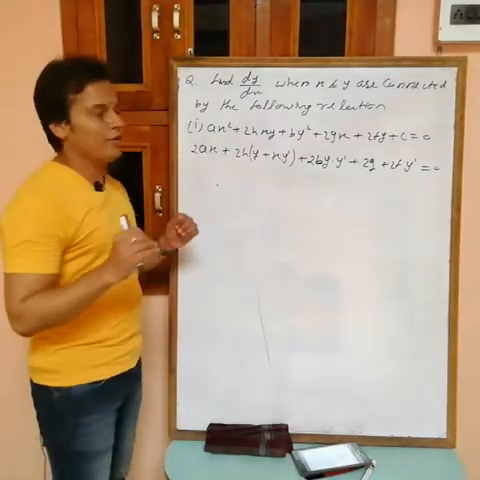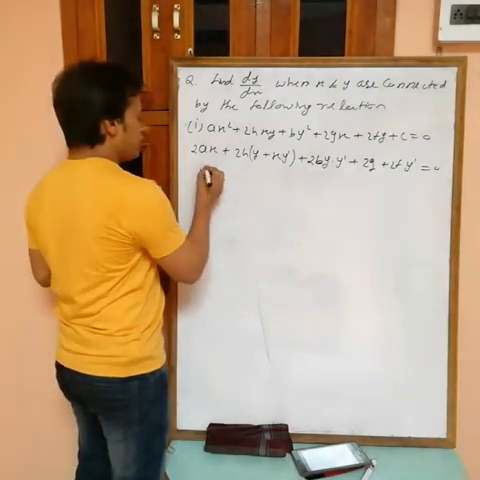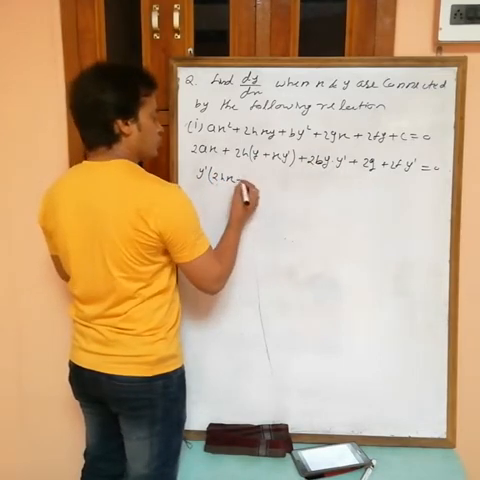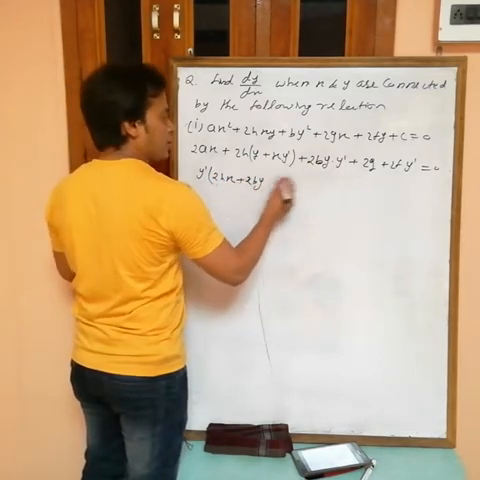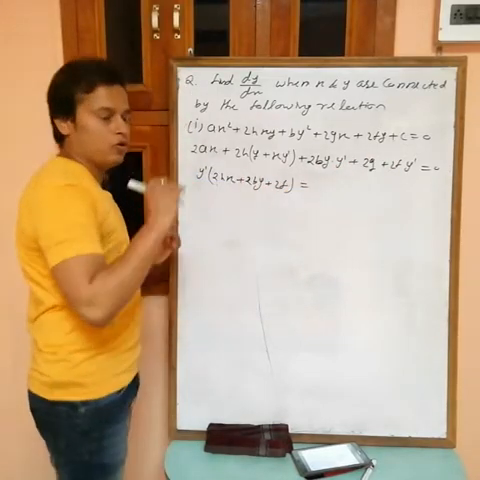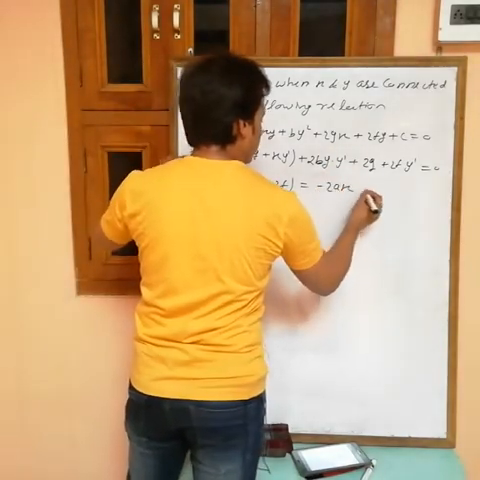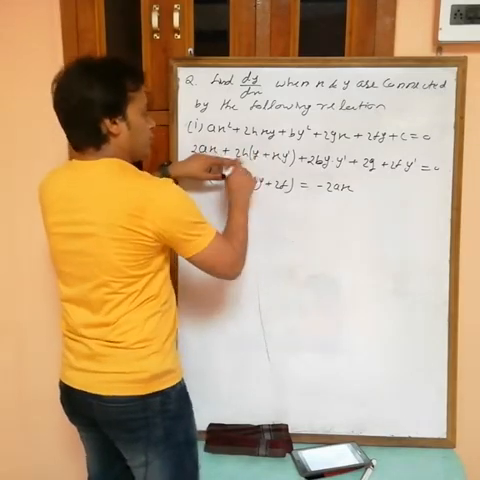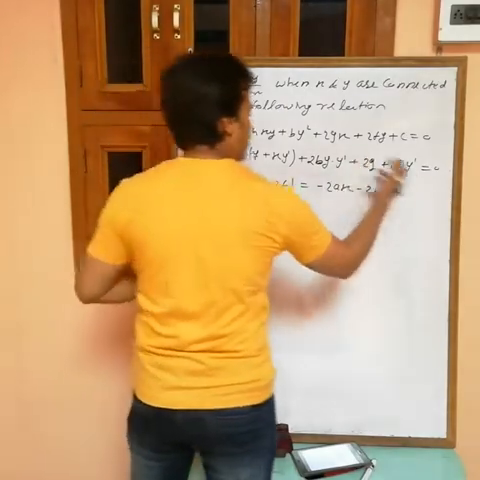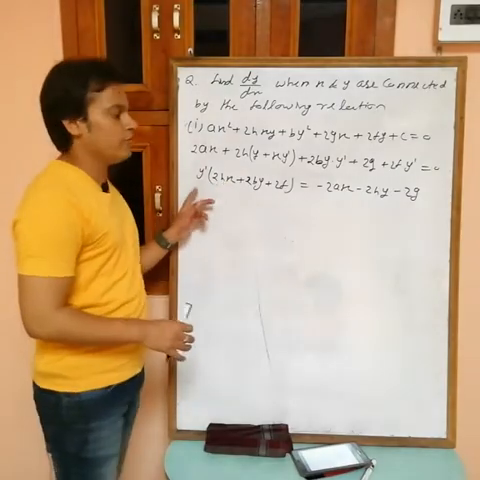Now what do you want? The value of dy by dx, it means y dash, so take y dash common. If I take y dash common from these terms, what will you get? 2hx, from this one 2by, and from this one 2f. Now write all the other terms on the other side: minus 2ax, terms without y dash, minus 2hy, and minus 2g. Now in this one I can take common minus 2, in this one I can take common 2, the 2s cancel out.